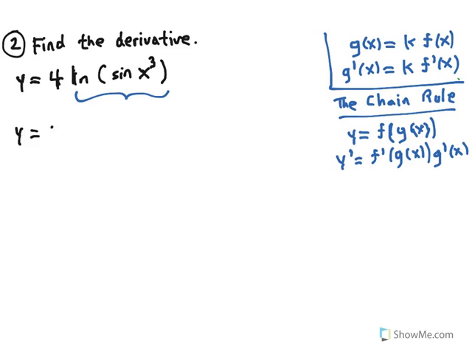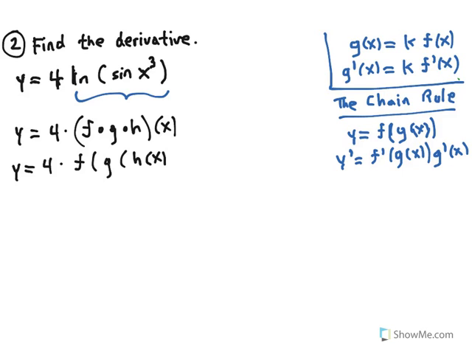So you can write y is equal to 4 times f of g of h of x. And what is the insidemost function in our composition of three functions? You can start with the variable x, and the first thing that's being done to that is it is being cubed. So the insidemost function, the first function in our composition of three functions, is x cubed.